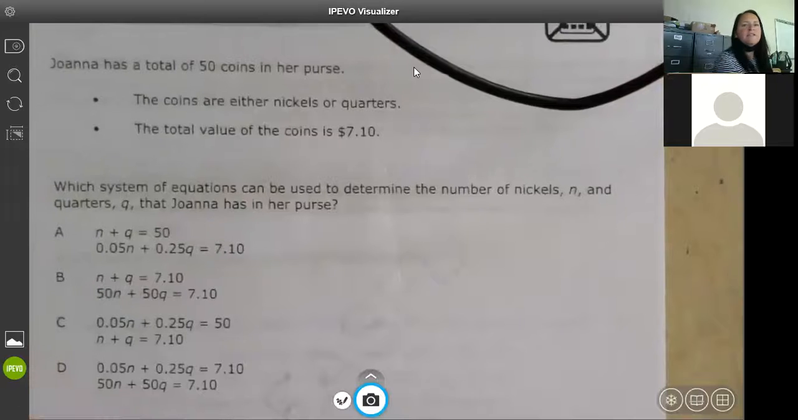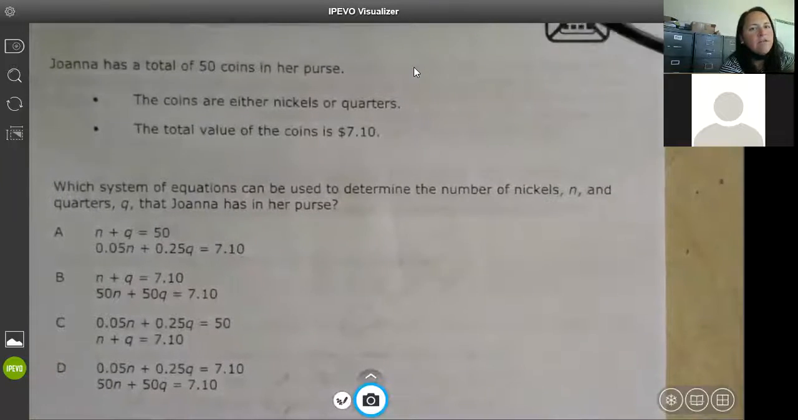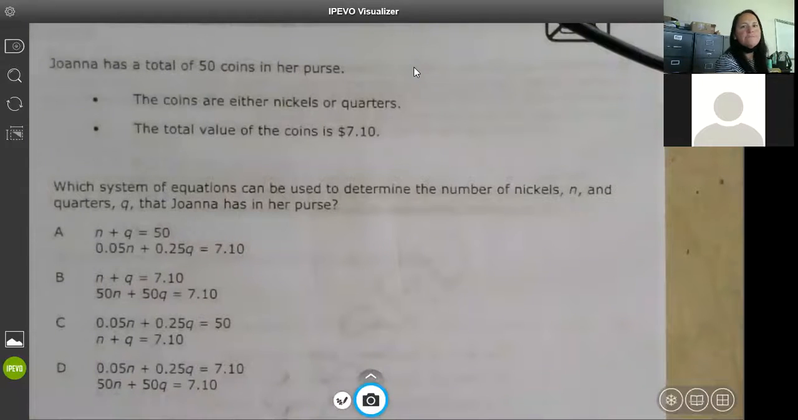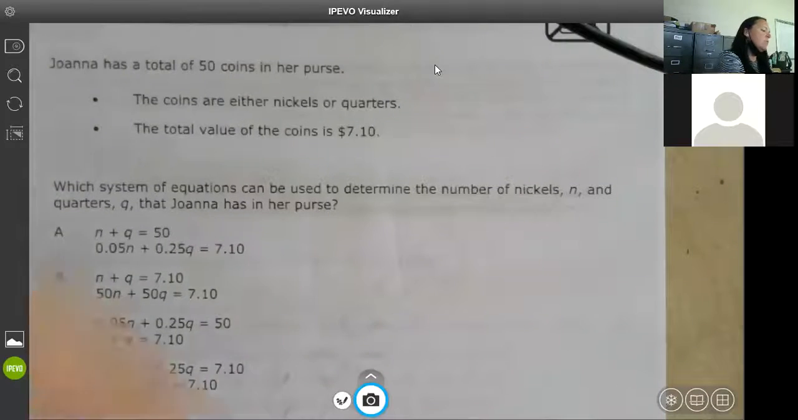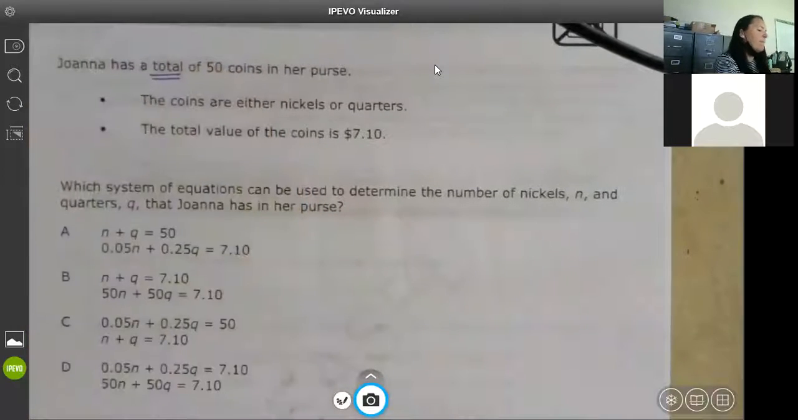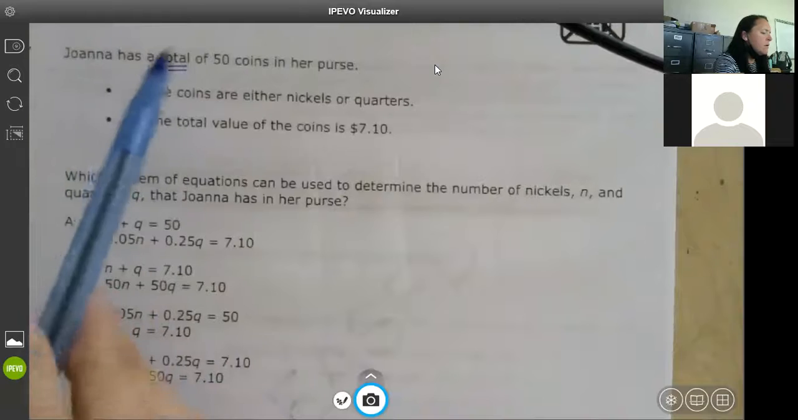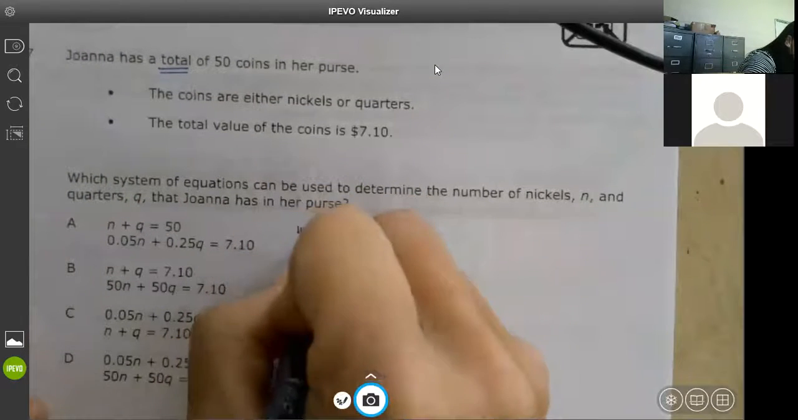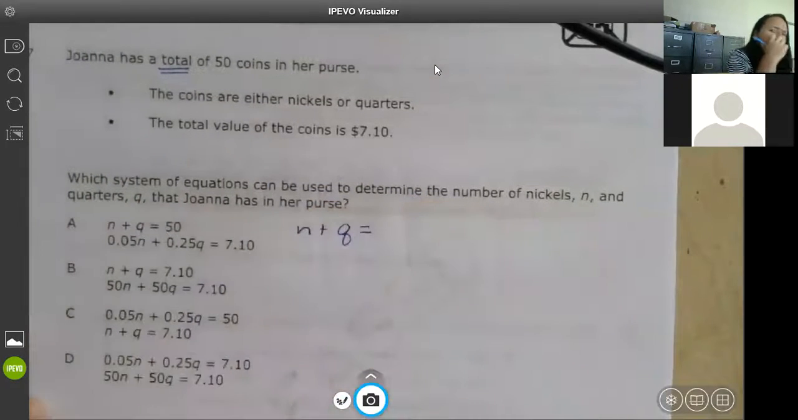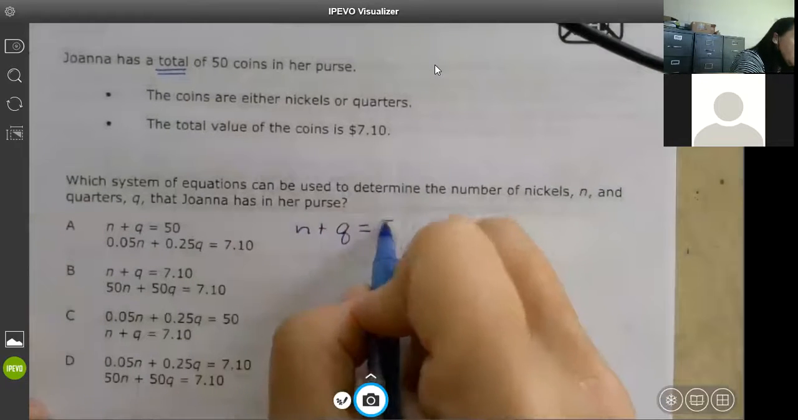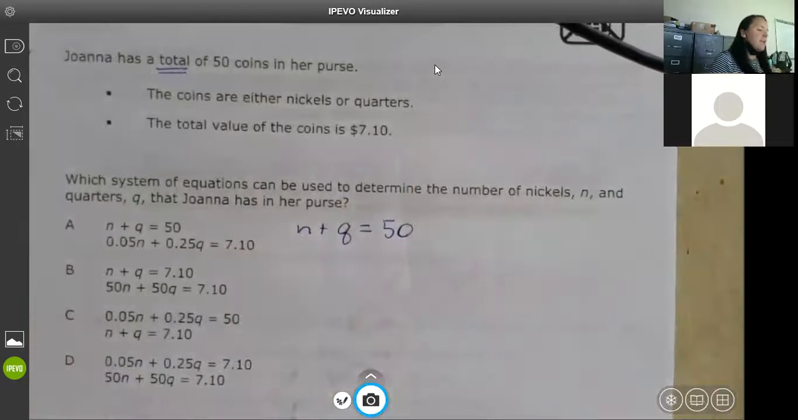It says Joanna has a total of 50 coins in her purse. The coins are either nickels or quarters. The total value of the coins is $7.10. Which system of equations can be used to determine the number of nickels and quarters that Joanna has in her purse? What does total mean? Say it again. In all. So what's that operation? Add. What are we adding together? What does she have? Nickels and quarters, right? Yeah. And there's a total of how many of them? That's your first equation. So we're going to look for anything that has that.